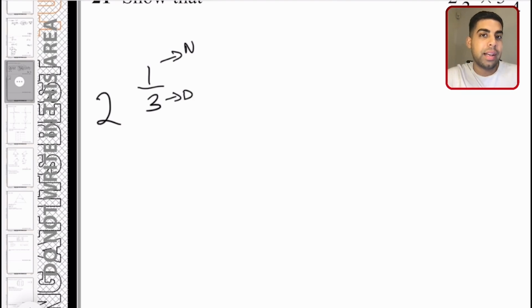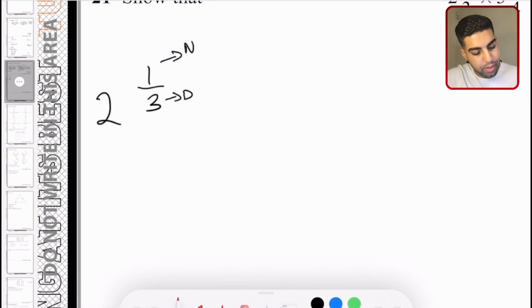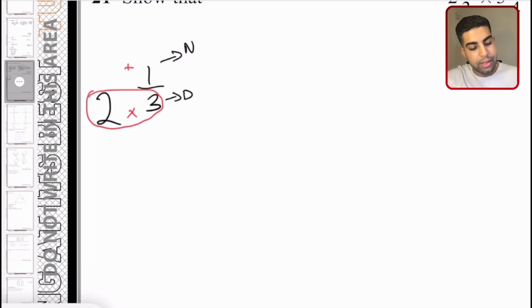So in order to convert from a mixed fraction to an improper fraction, you need to multiply your whole number and your denominator and then simply add your numerator. So let's go ahead and do that. 2 times 3 gives us 6, plus 1 is 7. So this will equal 7 over 3. Note here, do not change your denominator. Your denominator always has to remain the same.